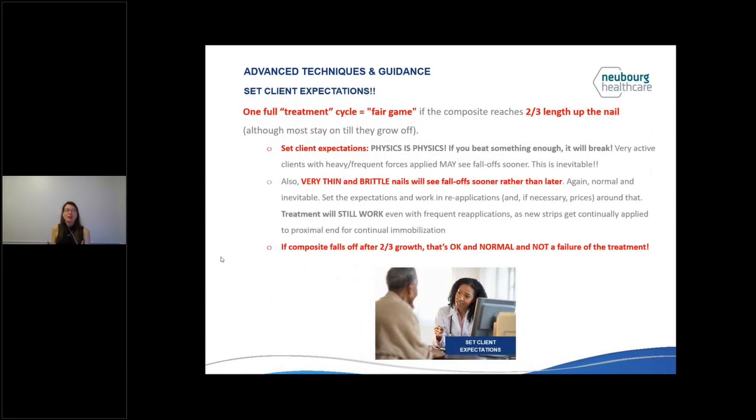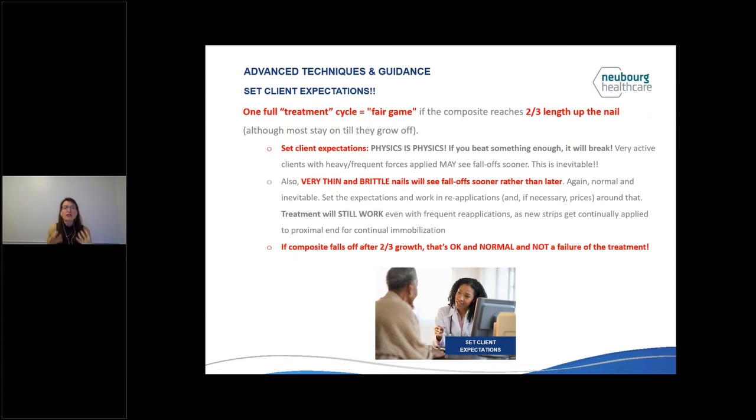All right, guys, very important. I can't stress this enough. Please set your client expectations. What we don't like to hear is when patients or clients come back and say, well, my distal half strip fell off after 2 weeks. It doesn't work. Onyfix doesn't work. No, it does work. And if it's not working, then it's important that you check the technique. Other than an incredibly brittle nail, it is always an application technique thing that needs to be looked at, okay? So set your client expectations.